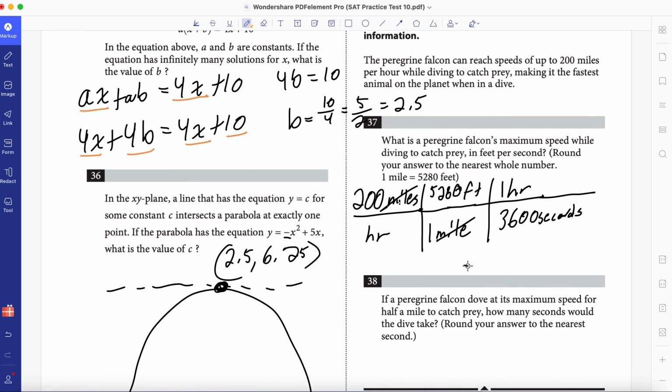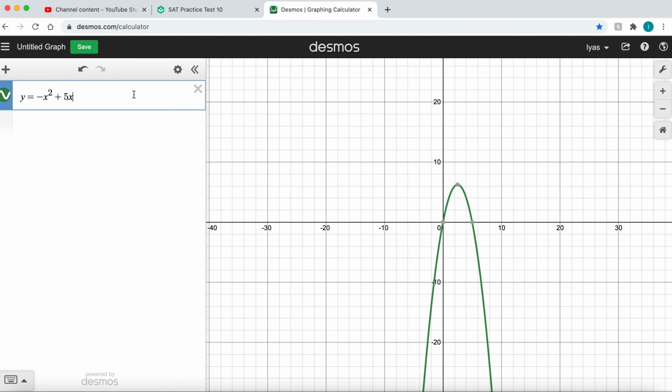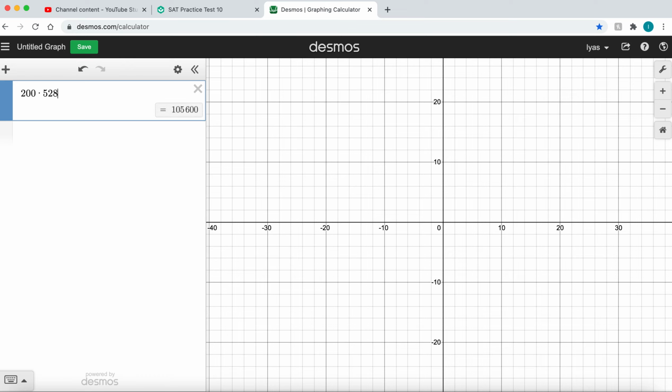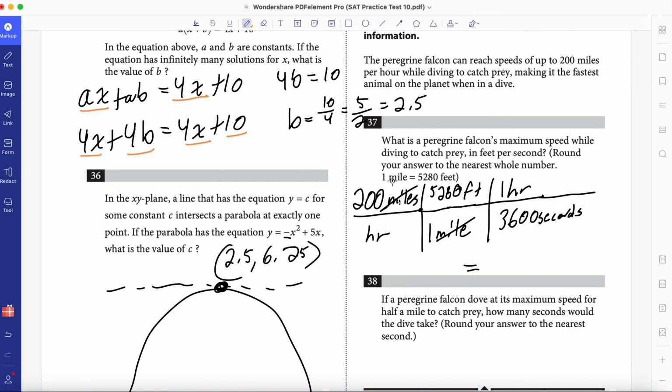So the answer for this is just going to be 200 times 5,280, divided by 3,600. So let's do that. 200 times 5,280, divided by 3,600. We're going to get 293.33 repeating. That is our answer. 293.33 feet per second.